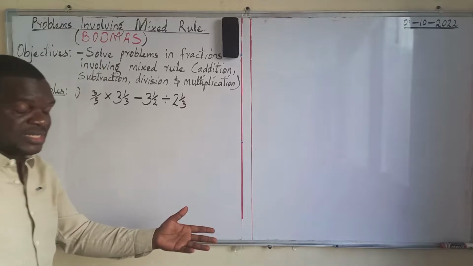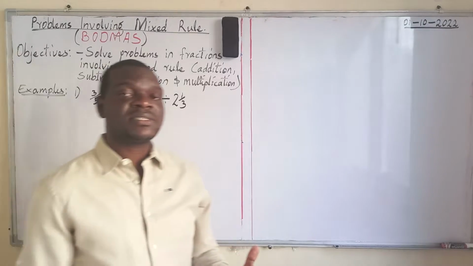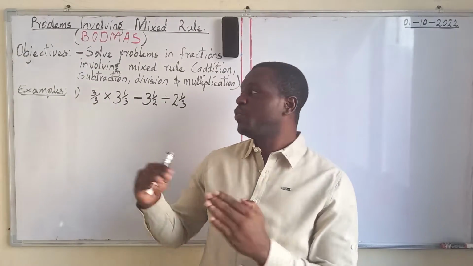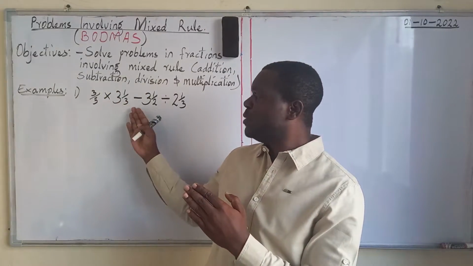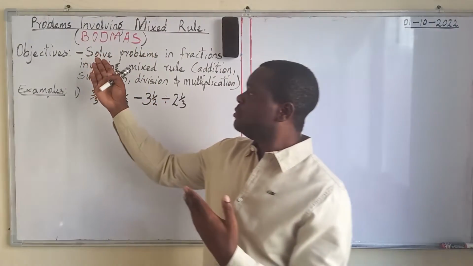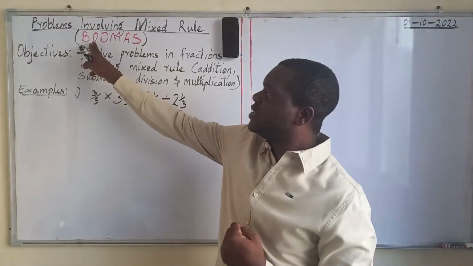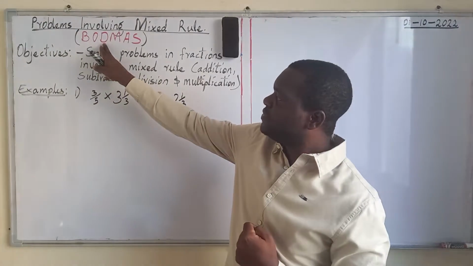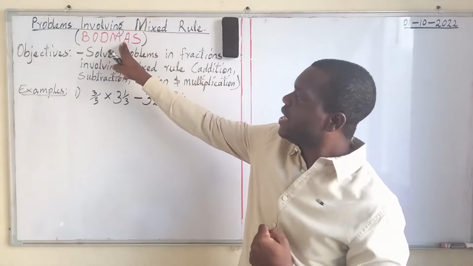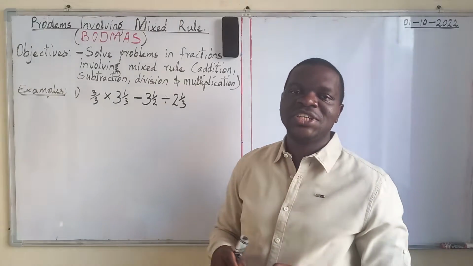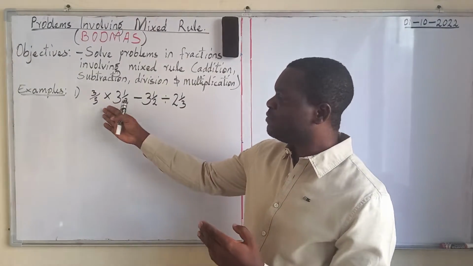So what is Bodmas in the first place? Bodmas is simply a rule which states the process by which we can solve problems that have so many rules. In Bodmas, we have B, which stands for bracket, O, which stands for off, D, which stands for division, M for multiplication, A for addition, and S for subtraction. And that is the order in which you solve any problem that involves mixed rule.